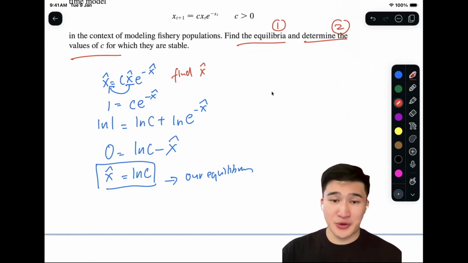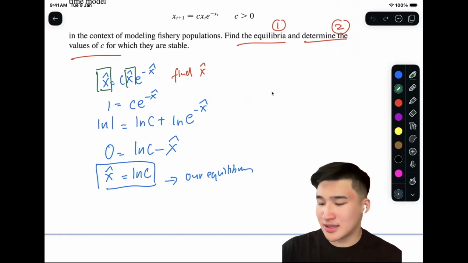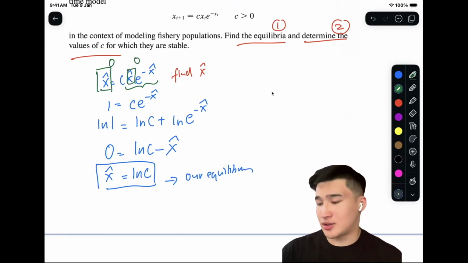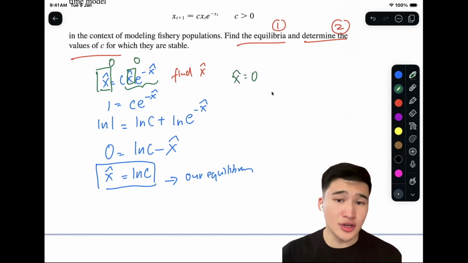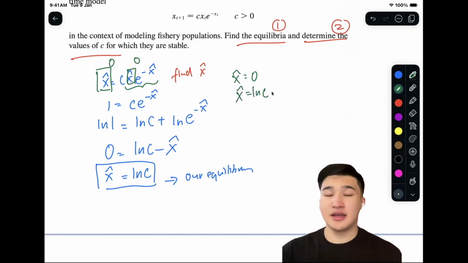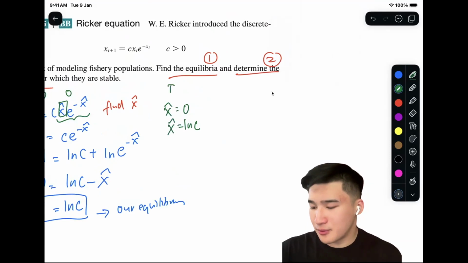But at the same time, we don't want to forget that we also have another solution, x hat equals all that. So all we gotta do is make sure we're changing x hat to 0, so that if this one is also 0, then 0 equals 0 and everything balances out. So don't forget that x hat equals 0 is also a solution. So 0 is an equilibrium, as well as x hat equals natural log C.